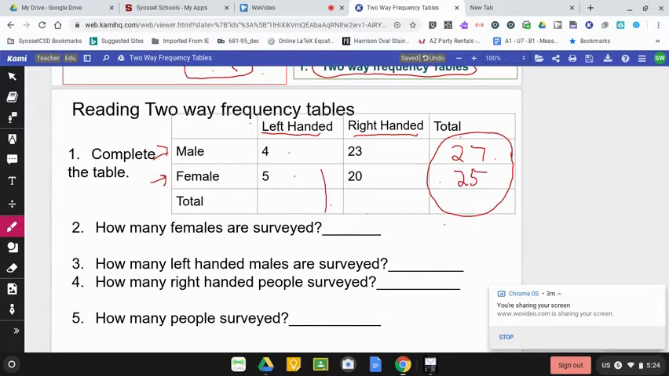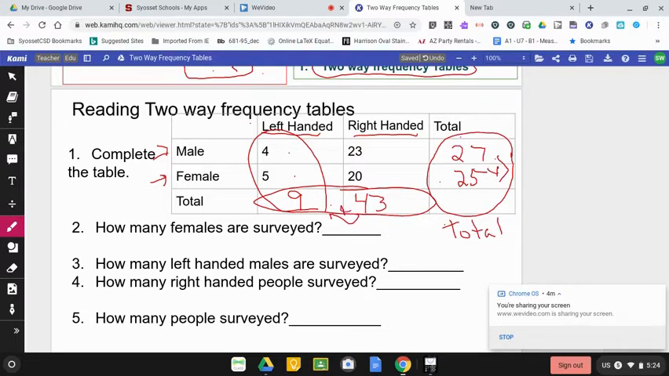When we add the columns together, we get the margins on the columns. 4 left-handed males, 5 left-handed females is 9 total left-handed people. And 23 and 20, we have 43 total right-handed human beings. We add all that together along both margins. The rows and the columns should both add to the same thing. In this case, it's 52.